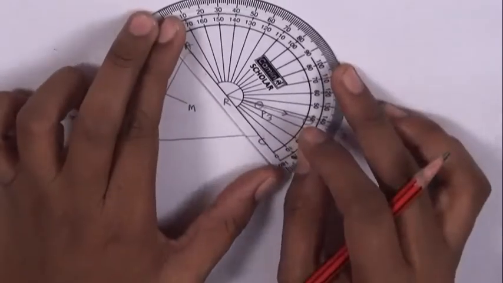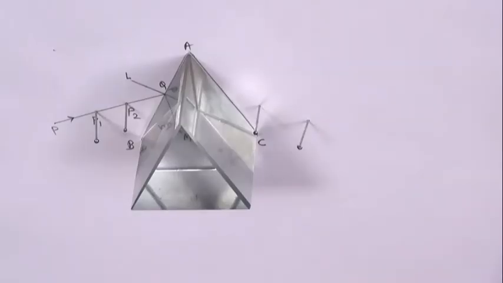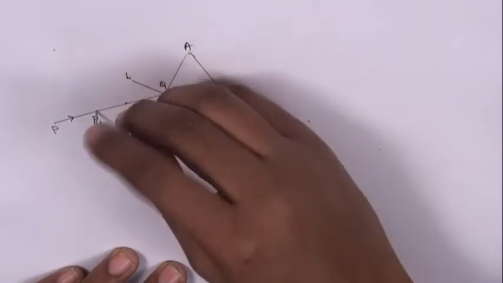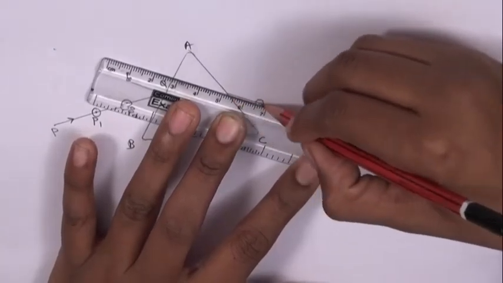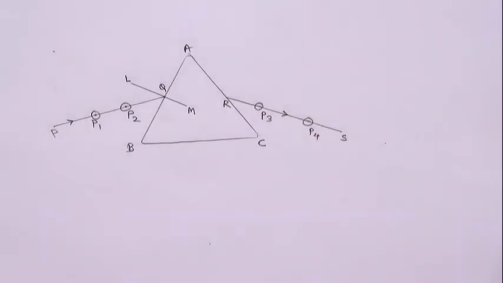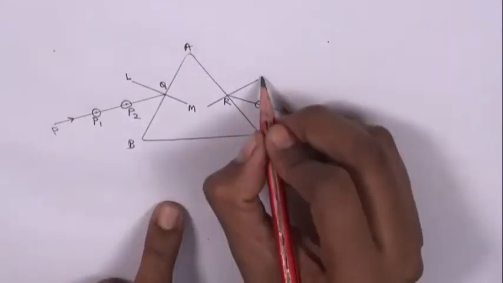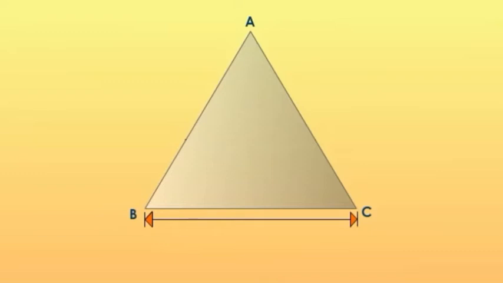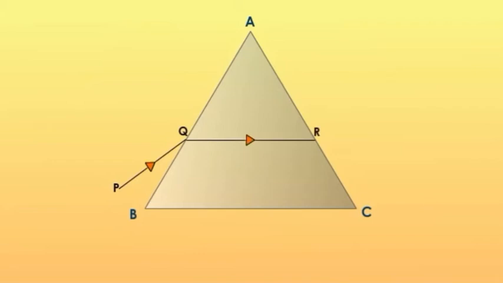After placing those 2 pins, remove the prism, then remove the pins and join the dots obtained by placing the other 2 pins. Joining those 2 points, it meets the second lateral side, and at the point where that light ray meets the surface of the prism, we consider another normal line, that is, a normal to the second surface. Then, after obtaining the incident light ray, we obtain the refracted light ray by placing the pins.